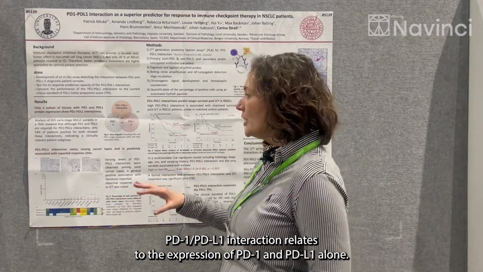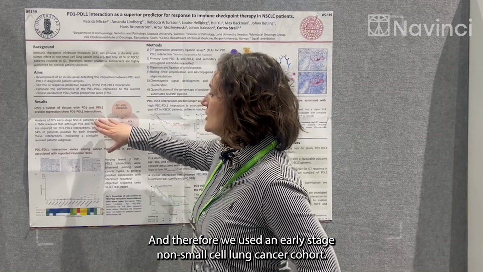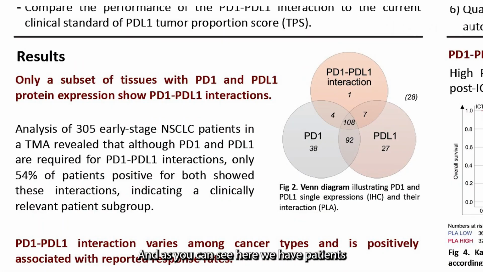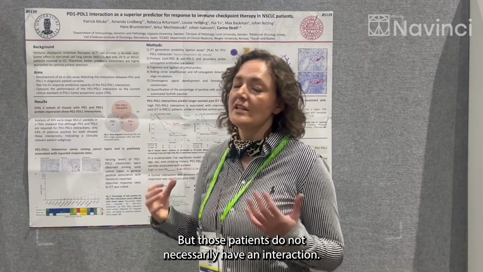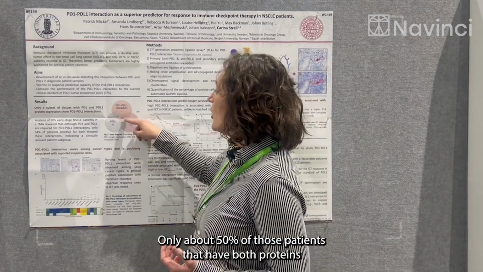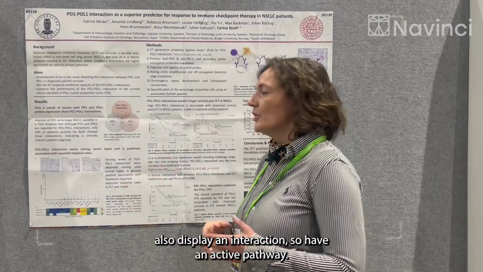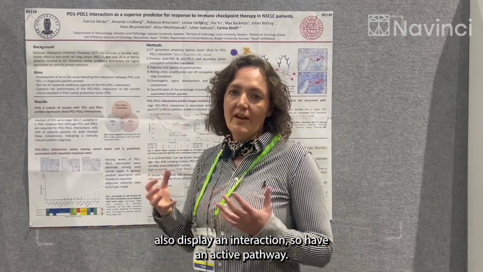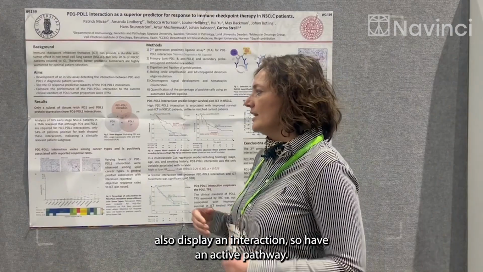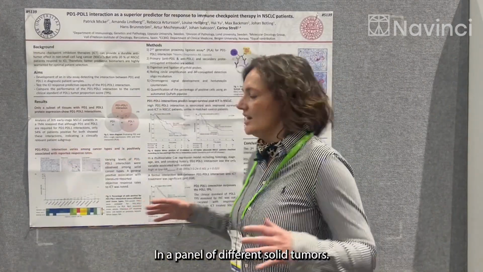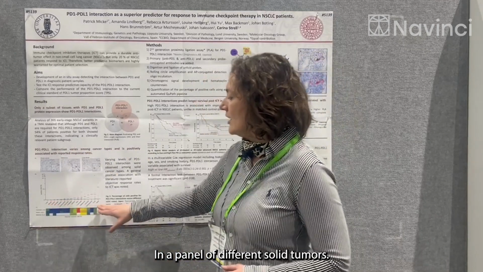In a first step, we analyzed how the PD-1, PD-L1 interaction relates to the expression of PD-1 and PD-L1 alone. Therefore, we used an early stage non-small cell lung cancer cohort. As you can see here, we have patients that express both PD-1 and PD-L1, but those patients do not necessarily have an interaction. Actually, only about 50% of those patients that have both proteins also display an interaction, so having an active pathway.